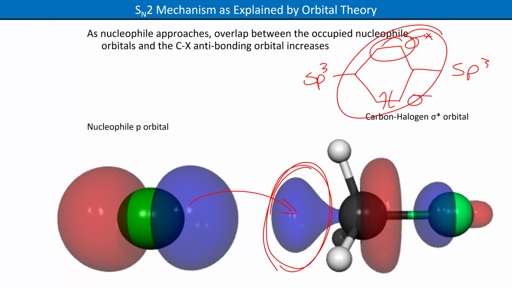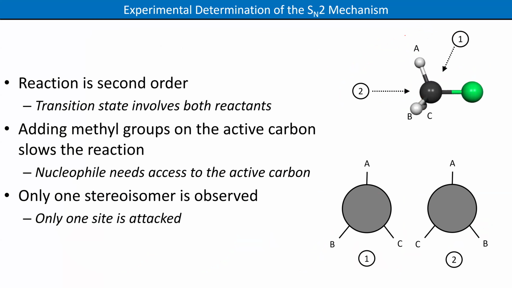Anti-bonding orbitals will make a big difference when we start talking about alkenes later. But for now, I just want you to know that there is experimental evidence showing that only one of these sites gets attacked, and it matches both our understanding of sterics and our understanding of orbitals.